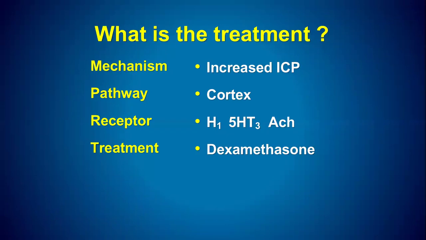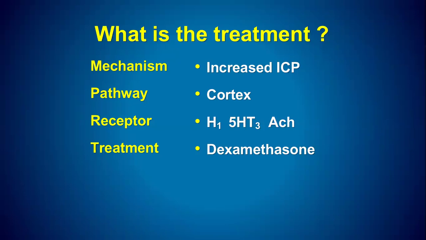So raised ICT, as I said. Basically, we're looking at the cortical receptors now. So those are histaminergic, 5-HT3 or acetylcholine. Here, you can give either of them. You can give a 5-HT3 antagonist, that is ondansetron. It will work very well, or hyoscine also will work very well. But dexamethasone will help reduce the raised ICT also.